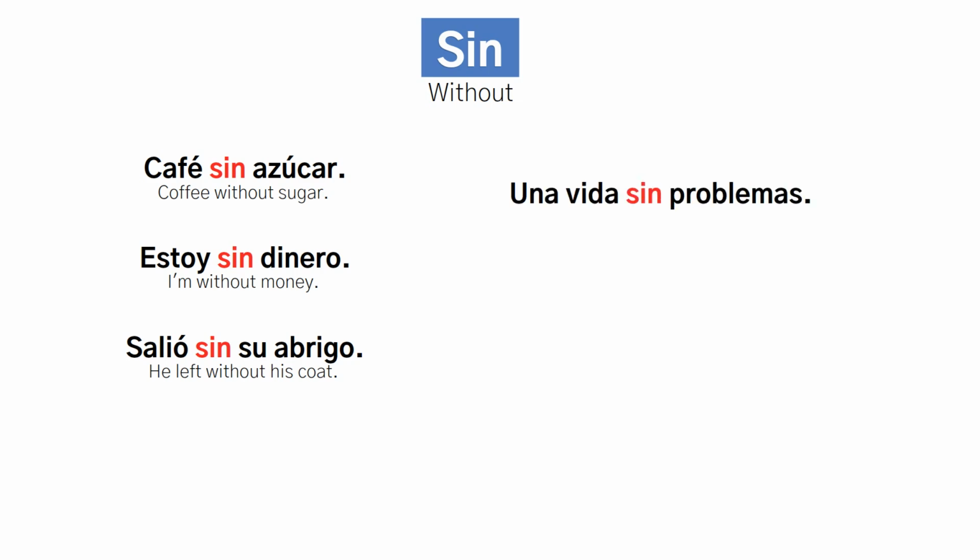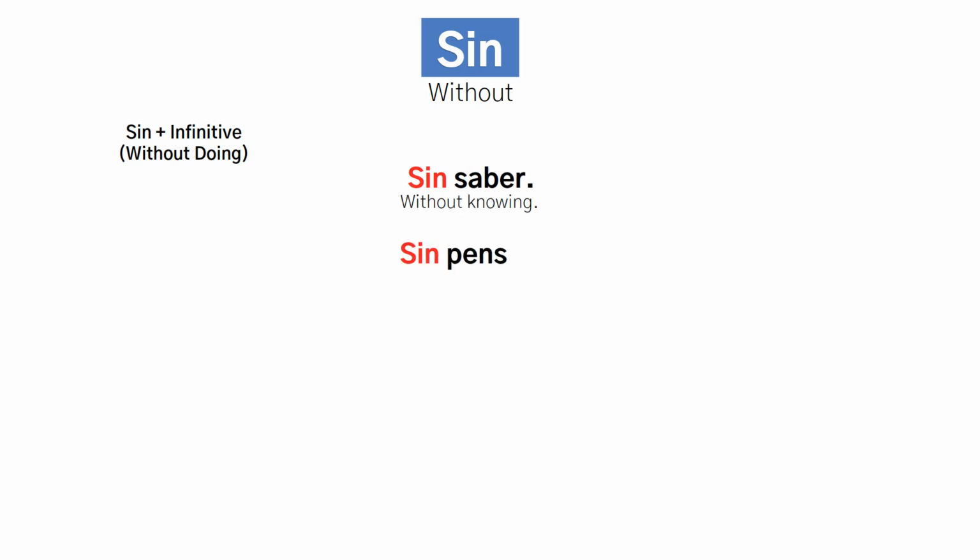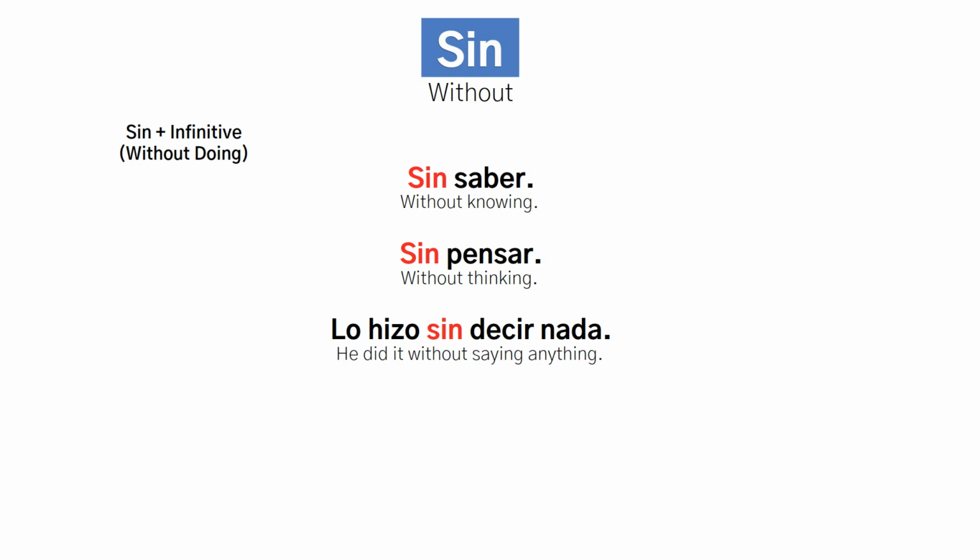Una vida sin problemas. A life without problems. Una noche sin luna. A night without a moon. Sin often pairs with infinitives to mean without doing something. Sin saber, without knowing. Sin pensar, without thinking. Lo hizo sin decir nada. He did it without saying anything. This construction lets you describe actions that didn't happen alongside actions that did.